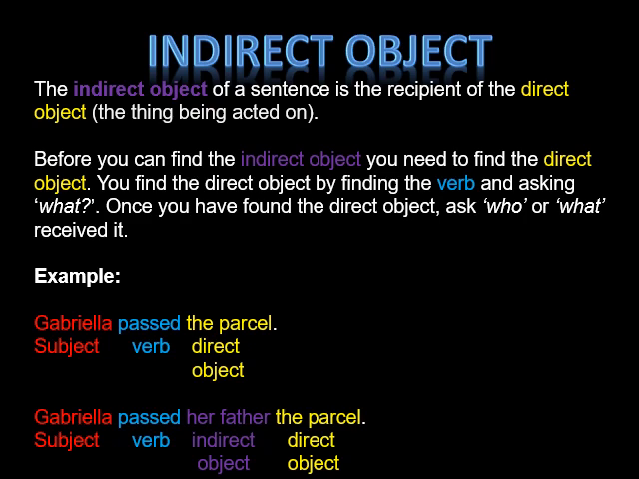So this is a way you could test for the indirect object. The sentence can be written, Gabriella passed the parcel to her father. All right, if you are able to put that at the end, then you know that is the indirect object.